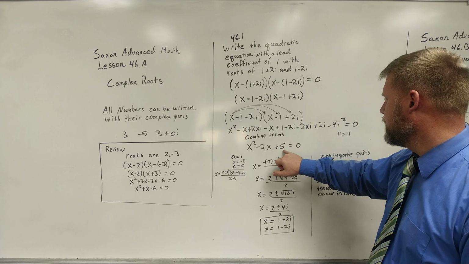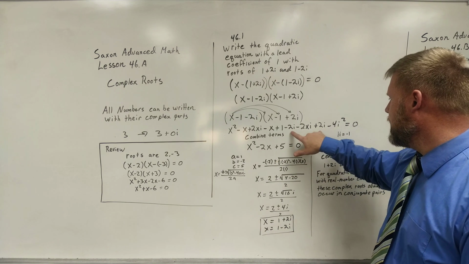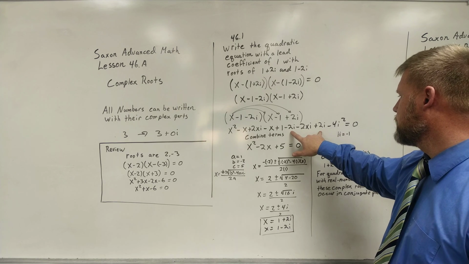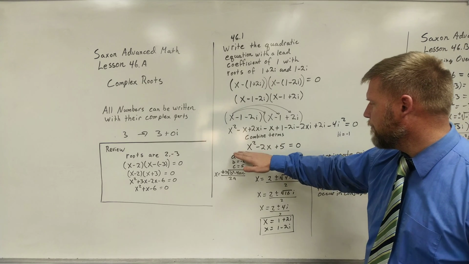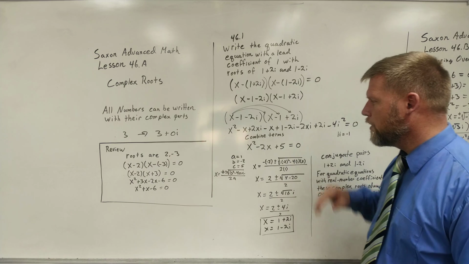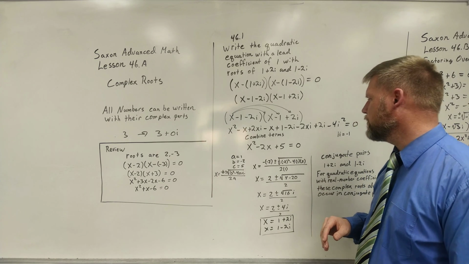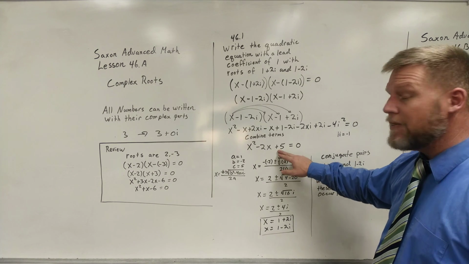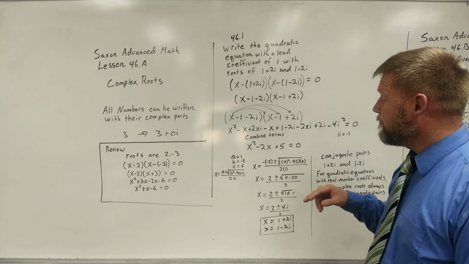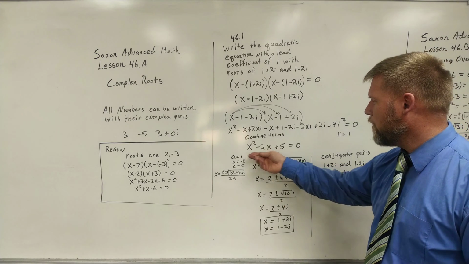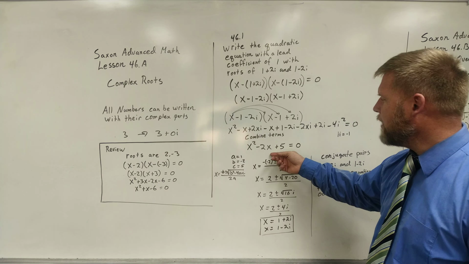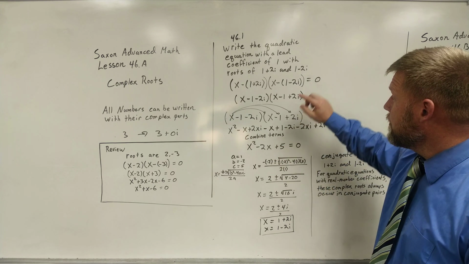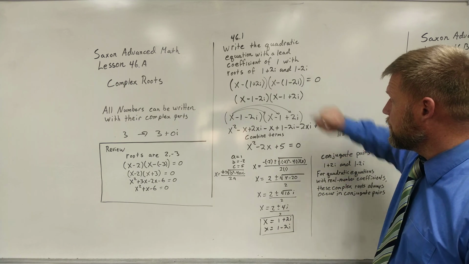So that's a 5. And then I look at it and say 2i and negative 2i, and those are also going to cancel. So when I combine all my like terms, I end up with just this equation, x squared minus 2x plus 5. This would be the factored version. This is the quadratic form. And then if I were to factor it, it would give me this again, or actually this one.